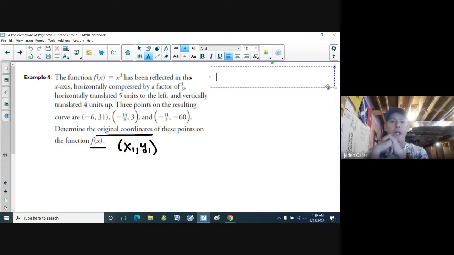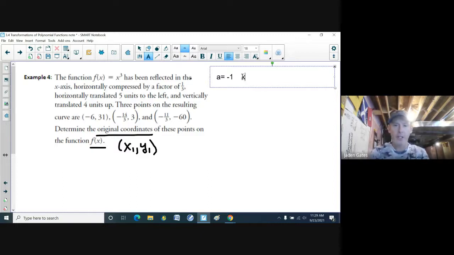Now, the first part says it has been reflected in the x-axis. It doesn't say anything about vertical stretch or compression. So that's telling me that it's reflected in the x-axis, so a is negative. And because there is no vertical stretch or compression, the absolute value of a is just 1.